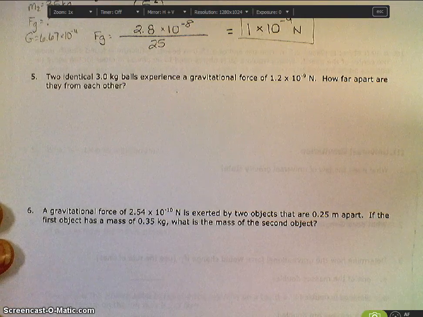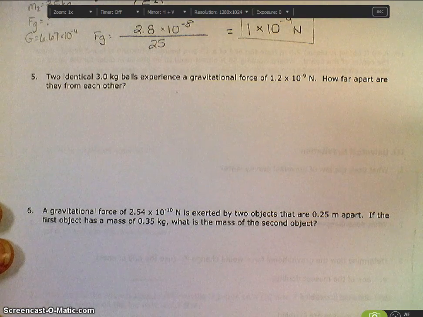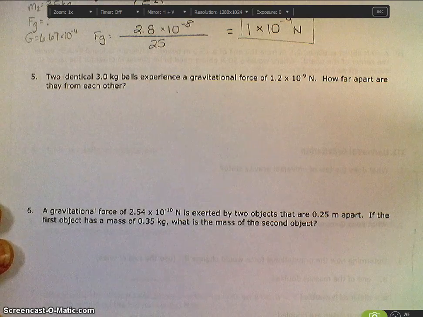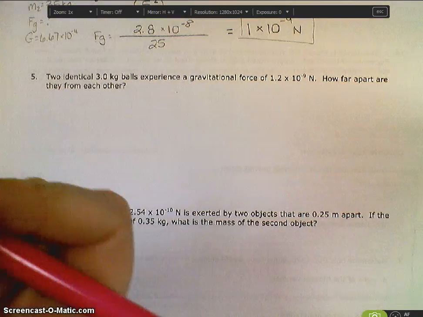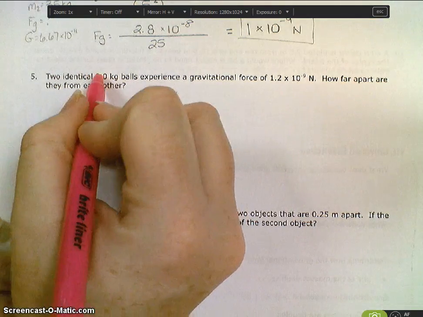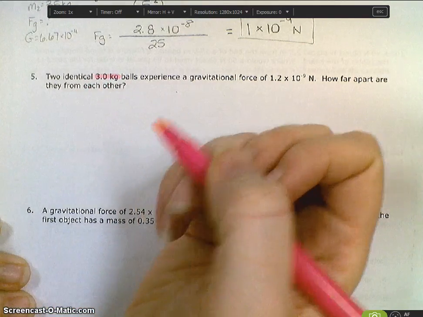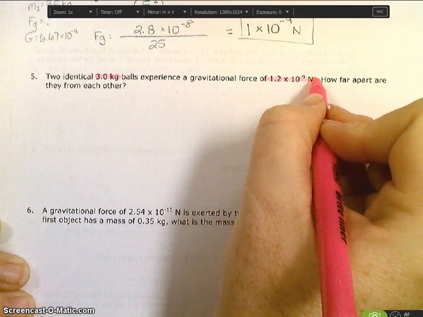Okay, in this next problem, we're going to be solving for a distance. This can be a lot more tricky. So again, I want to start the same way I always start, reading my question and circling or highlighting what I am given.